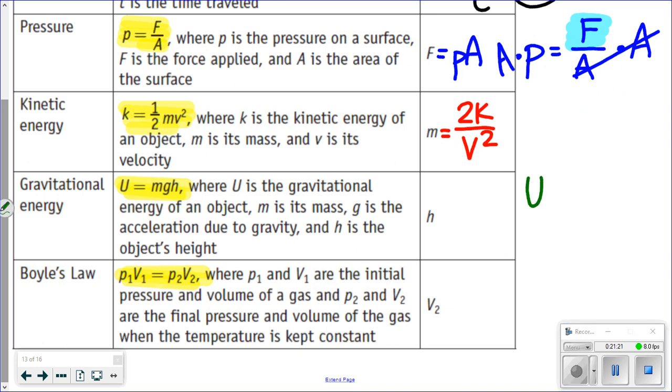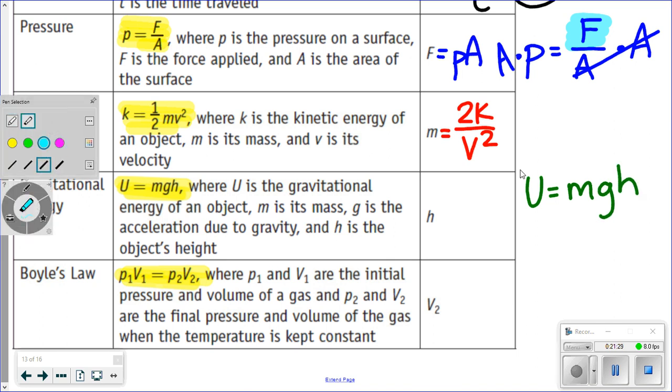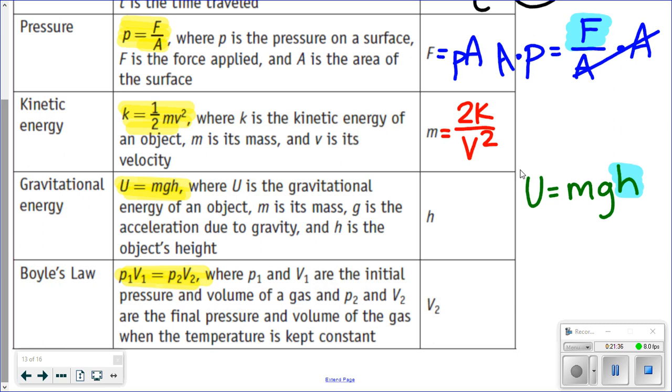The next is u equals mgh. We are solving for h. Currently, h is being multiplied by m and g. So the opposite of multiplication is division, and I'm actually going to get rid of m and g in one step. So h is being multiplied by m, so I'm going to divide by m, but it's also being multiplied by g, so I'm going to divide by g.